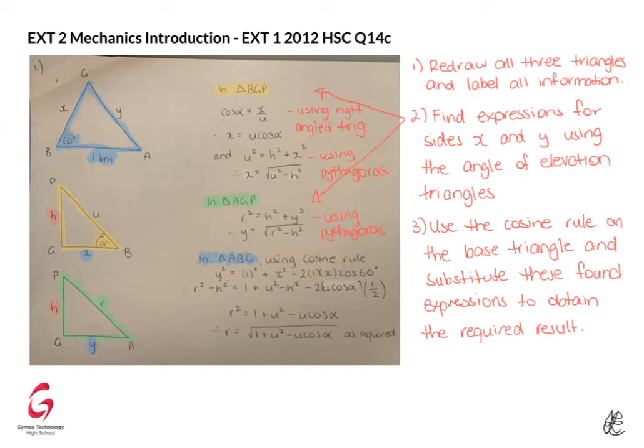Lastly, we will now go and use the cosine rule on our base triangle, making sure to note that the side we are going to label as C is side Y, as it's opposite the angle that we know within that triangle, and side A and B can then go in any order. And substituting that into our cosine rule, making sure to be careful that we substitute the relevant expression from triangle BGP, as we did find 2 that are both valid, we do obtain the result that's required.